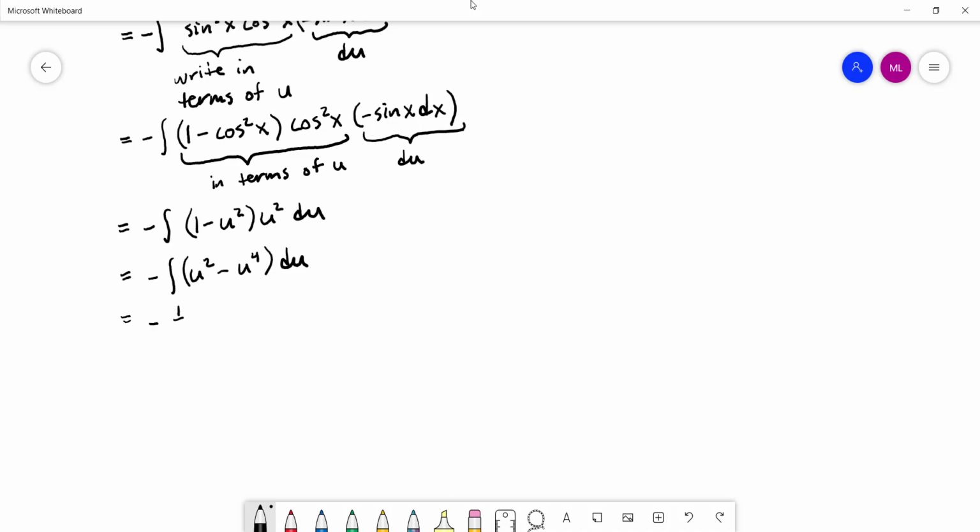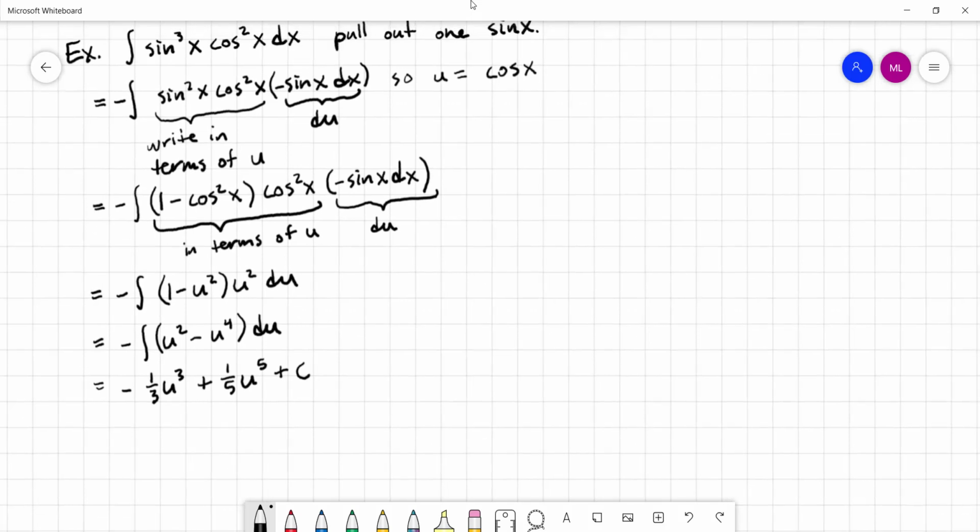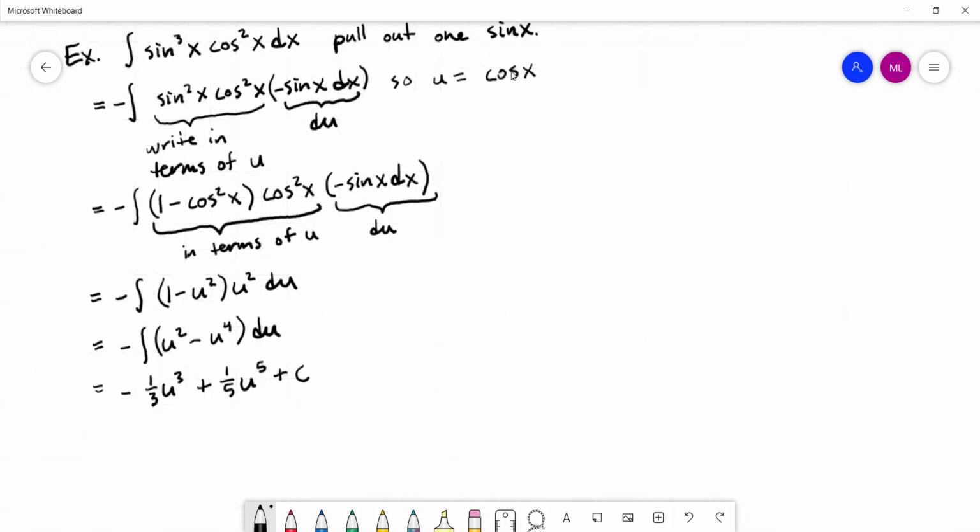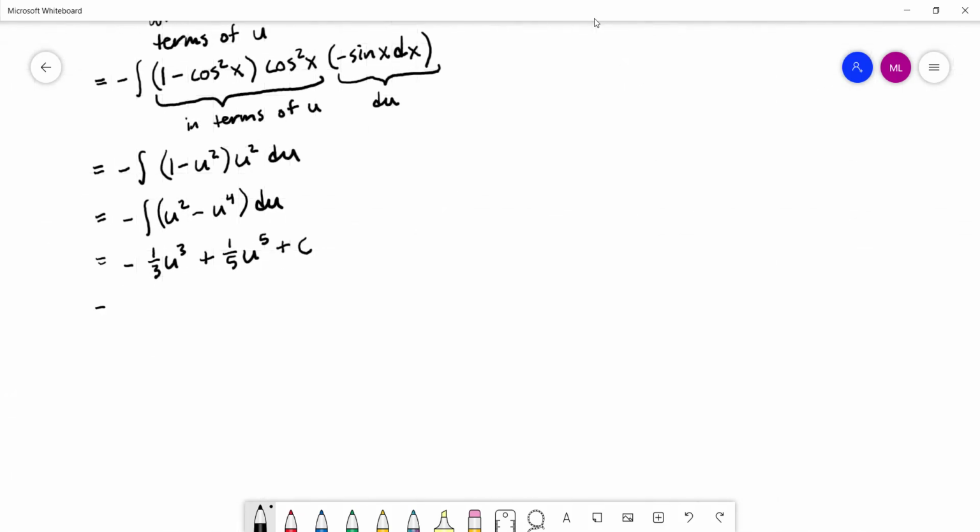I'm going to get negative 1/3 u cubed. The negative sign will distribute through and make the second term a positive, so plus 1/5 u to the 5th plus c. And the last step is to convert back to the original function that involved x. So I'm going to replace my u's back with cosine of x. We get negative 1/3 cosine cubed of x plus 1/5 cosine to the 5th of x plus c.